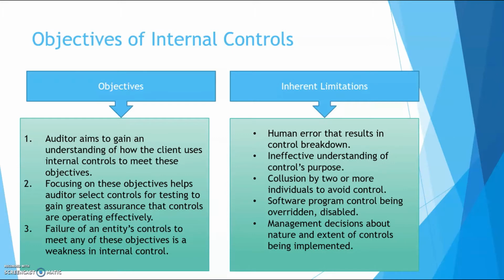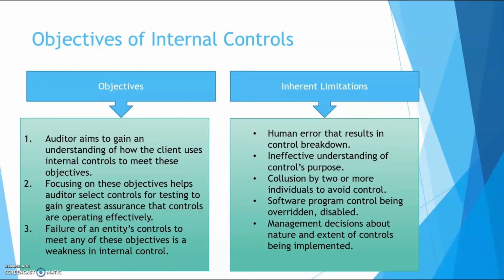We click on the wrong button in the accounting system. We add an extra zero. We misread a number. We misunderstand an instruction. So human error happens. Good internal controls capture that before it flows through. Ineffective understanding of controls' purposes: if people don't understand what they're doing, they're more likely to make an error.